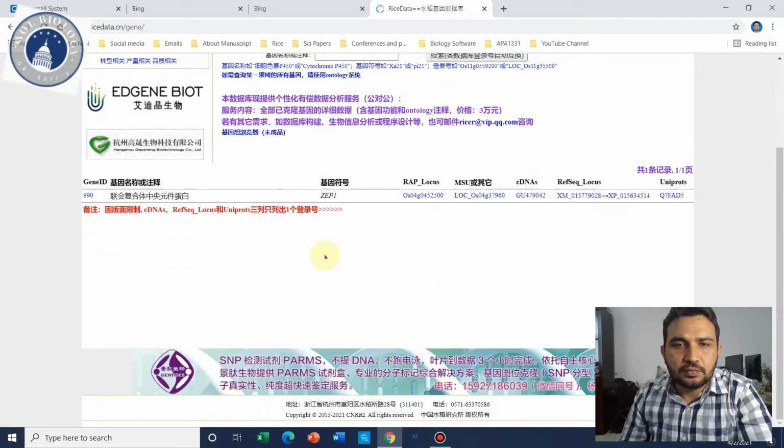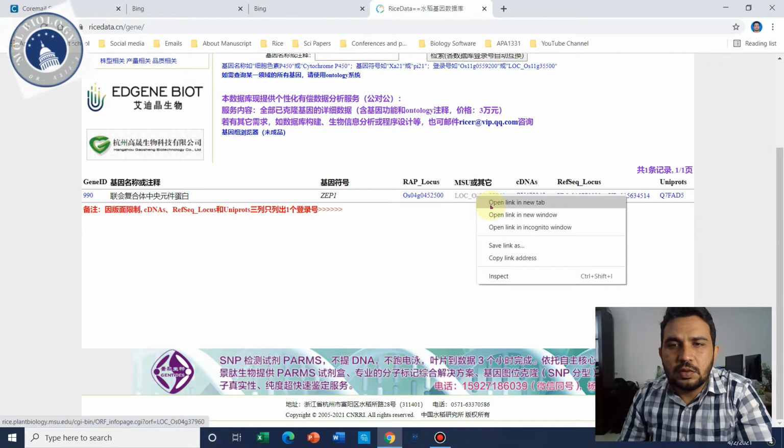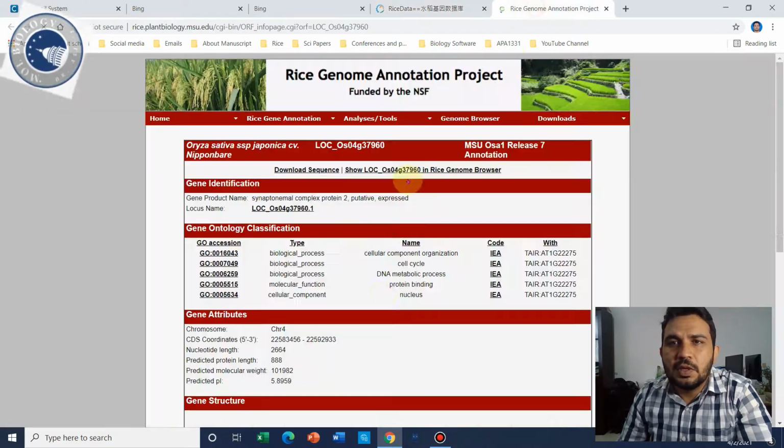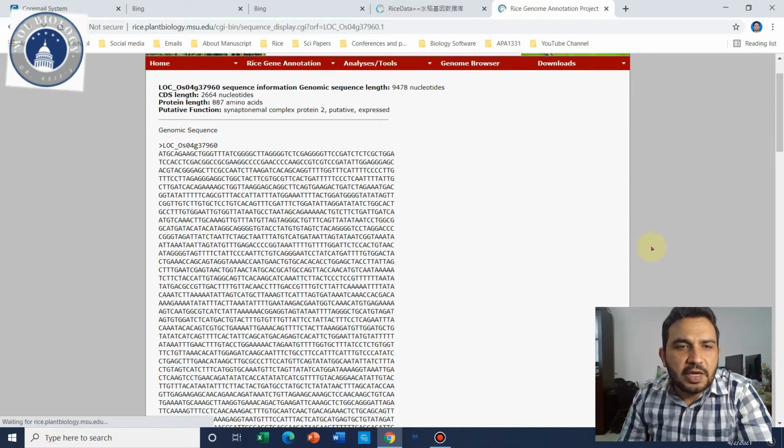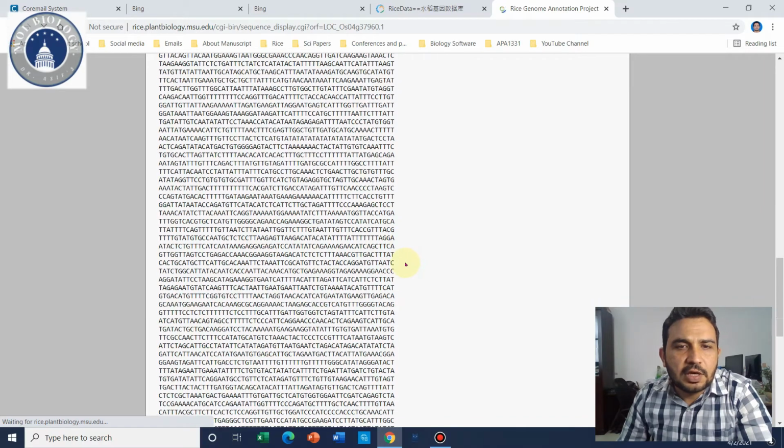There are two loci. One is the RAP locus and the other is the MSU locus. This locus is designed by Michigan University. So let's open this one. Here we can see the sequence of the gene. We can just click on download sequence. So actually this is how a gene looks like.